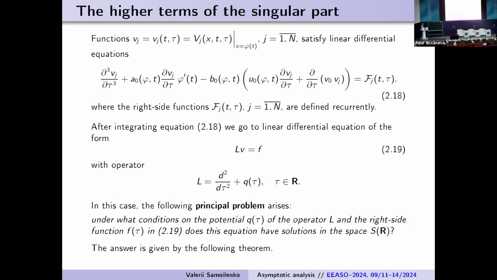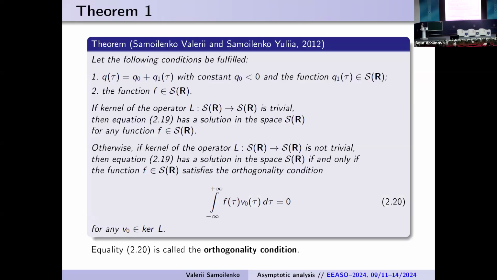In principle, there may be a question: under what kind of condition on the potential of this operator and the right side function can the solution of equation 18 exist in the space of quickly decreasing functions? As is proved, it is possible in the case when the function q can be represented in the form of a constant, which must be negative, plus some quickly decreasing function.